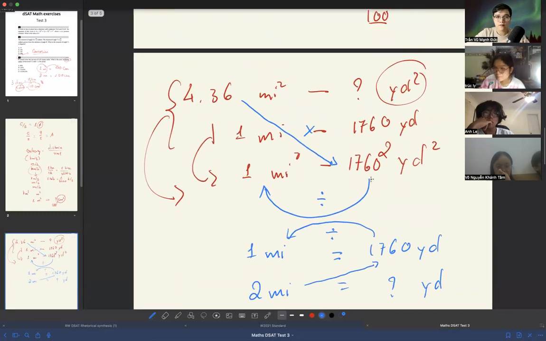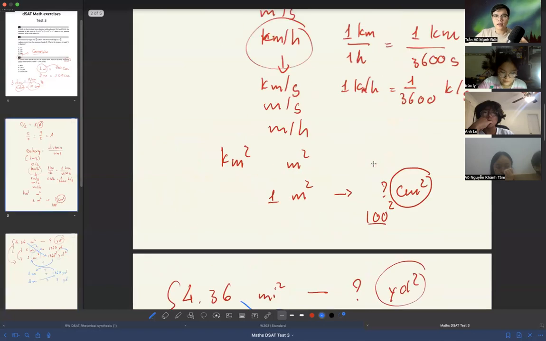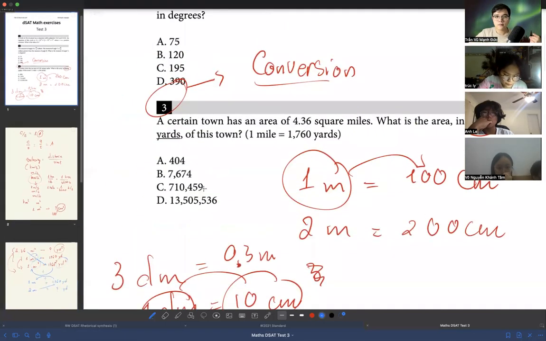But in this case, you're going to have to do a secondary step, which means to convert from mile squared to yard squared, and then you do the cross multiply. And that's how you come up with D, right? After calculation, you're going to come up with D. So if you choose A or B, that means you haven't converted it to squared miles and squared yards. So please note on this one.